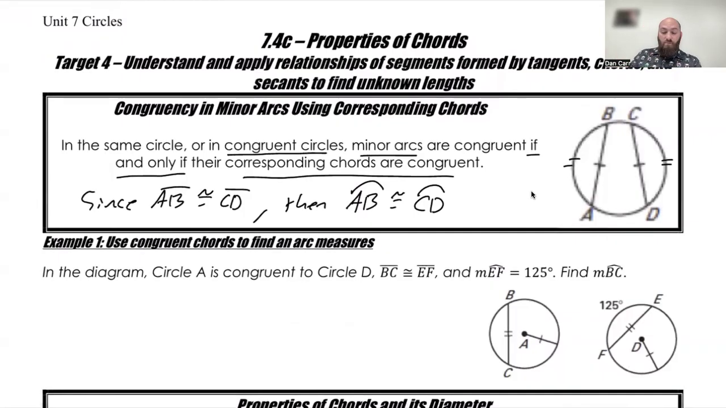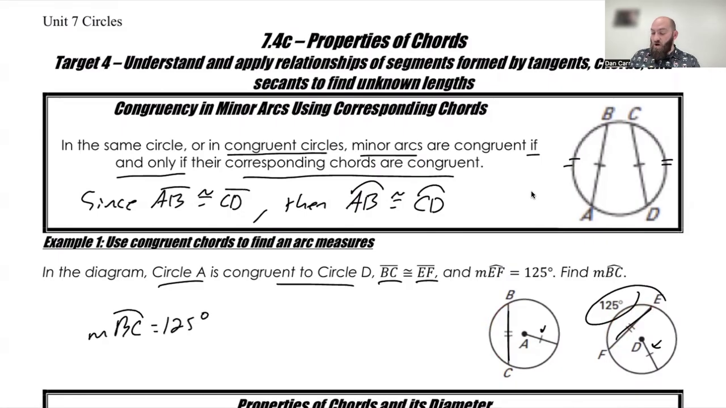So when I look at the next one, we know circle A is congruent to circle D because the two radii are the same. We also know that BC here is congruent to EF. So that's that and that. The measure of arc EF is 125. What's the measure of arc BC? Well, this is intersecting the same chord as this one, since these two match up. So that means that the measure of arc BC is also 125 degrees. It's just like the other one.